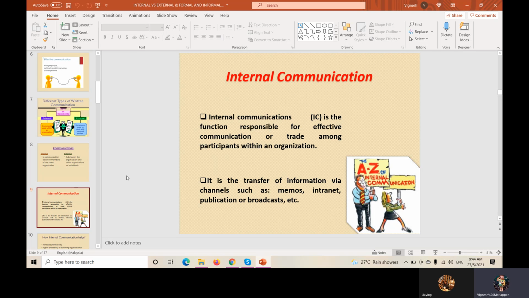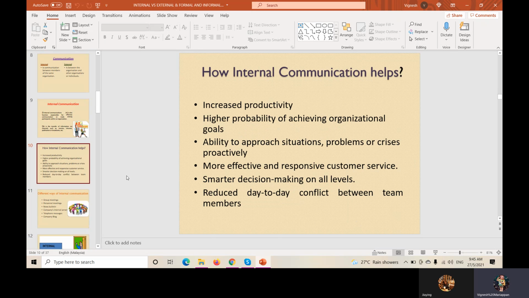intranet, anything to transfer information, to pass the right information at the right time. So they can use any media channel. So we call it an internal communication.